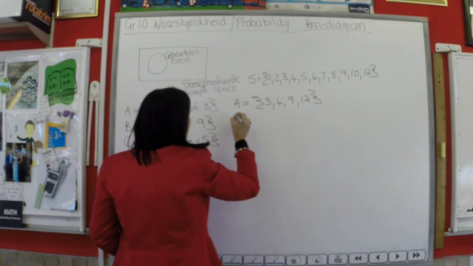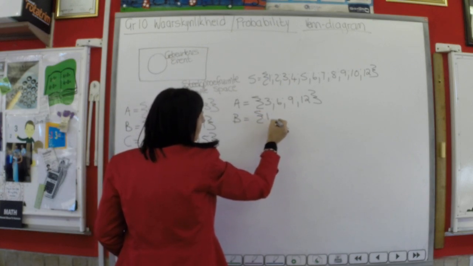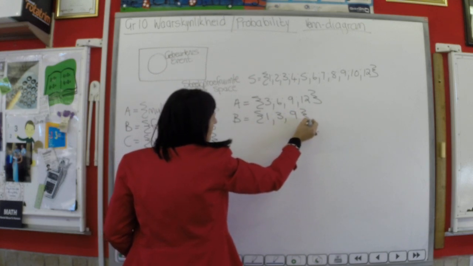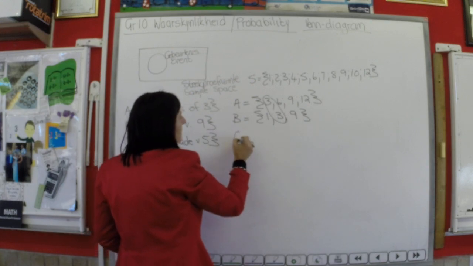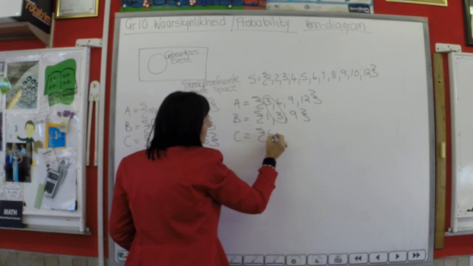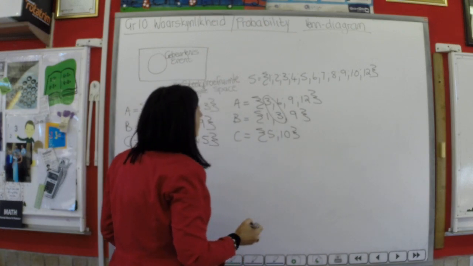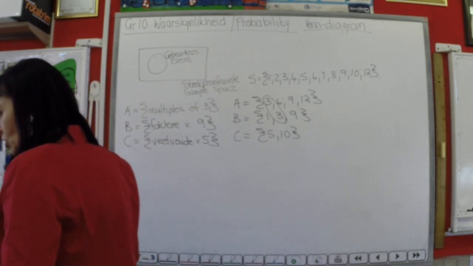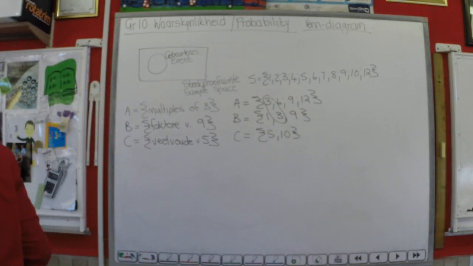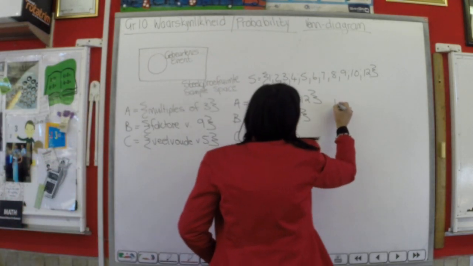Goed, by B het ons die faktore van 9. So dit gaan wees 1, 3 en 9. See that I share 3 over there en dan C the multiples of 5. So dit gaan wees 5 en 10. So daai tweetjies deel 1 element. Okay, can you see that? They share 1 element. So now they ask you to draw a Venn diagram.